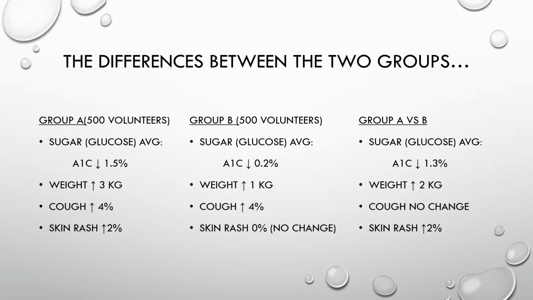So if you compare Group A versus Group B, in Group A there was a 1.3% lower A1C than in Group B. There was a 2 kilogram weight gain compared to Group B. There was no difference in the percentage increase of cough, and there was a 2% greater skin rash reported than in Group B.